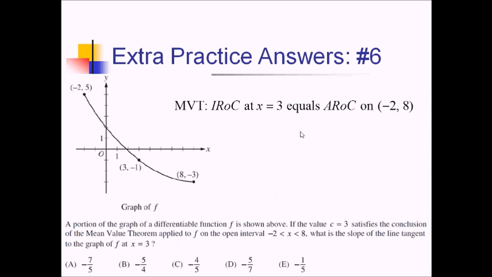Okay, so we want to find the slope of the tangent line. We just need to find the average rate of change from -2 to 8 because that's going to match the instantaneous rate of change that satisfies that conclusion. So we've got, let's see, -3 minus 5 over 8 minus -2. So that's going to be -8 over 10, which is going to come out to -4/5 if we reduce that, which we have to because the answer choices did. So that's going to be answer choice C.